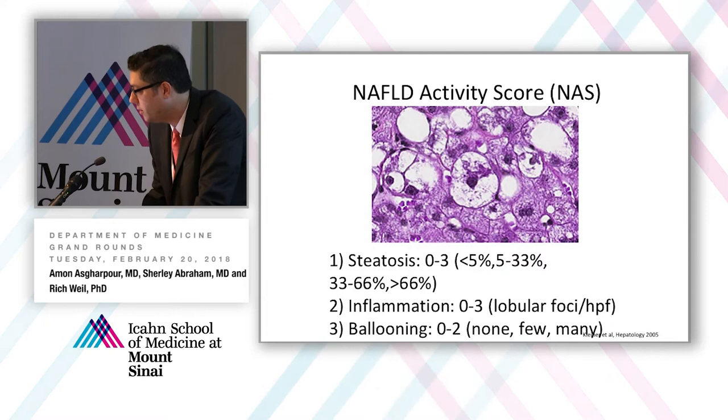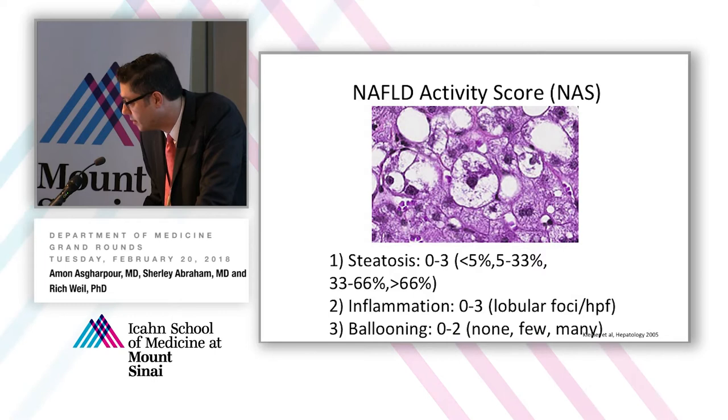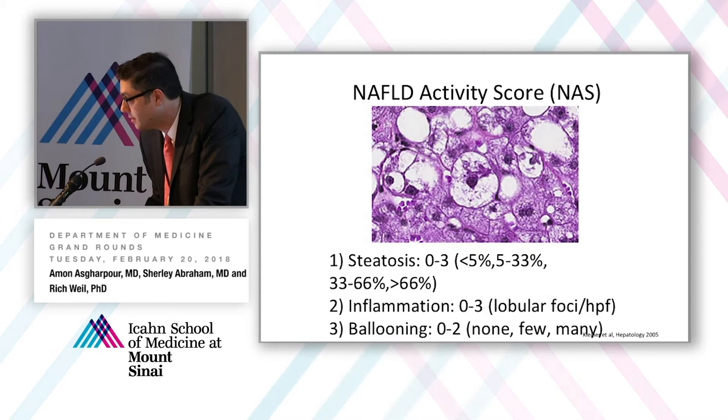So, my arrow showing up? Good. So this right here is macrovesicular steatosis, so large droplet steatosis that they're counting. And this right here is a ballooned hepatocyte. It's a deranged hepatocyte with derangements in its cytokeratin. And they evade apoptotic pathways and have signaling cascades which promote disease.